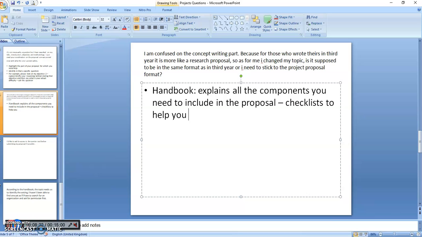methodology. Okay, it's similar components, but in this one, as I said in the handbook, you need to develop the ideas that you had in year 3. Okay, so it's the same thing but developed. Developed to what? Developed to such an extent that this is a blueprint. It gives you enough information to help you carry out the research.